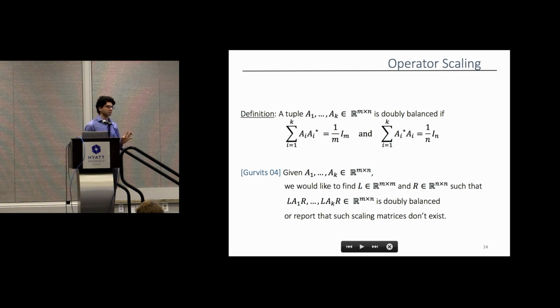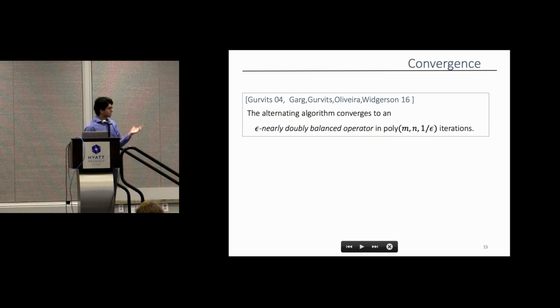And the operator scaling problem is just like the matrix scaling problem. I'm given these tuples, and I want to scale them simultaneously on the left and right, such that I satisfy these two balance conditions. Are there any questions about the problems? Cool. So again, there's a natural alternate scaling algorithm, which is sort of the first heuristic you try. And again, there's analysis that shows that this kind of algorithm converges in polynomial in 1 over epsilon time. So if I want an epsilon approximate satisfaction to both the balance conditions, I can do so in polynomial time.